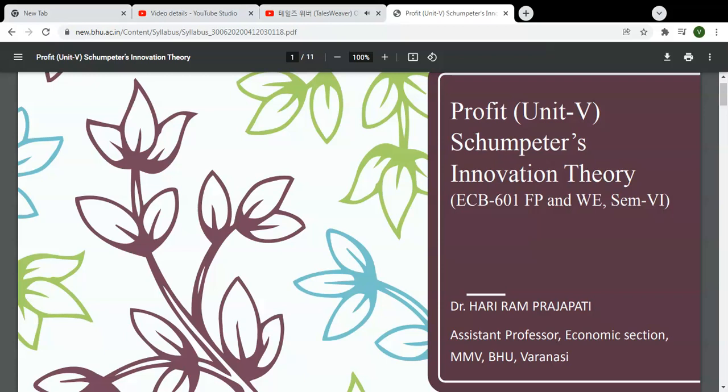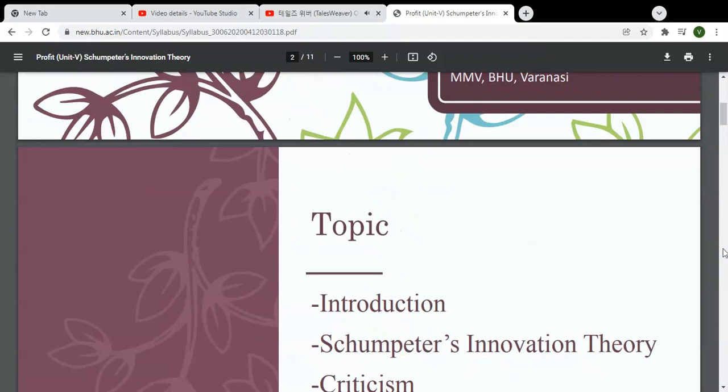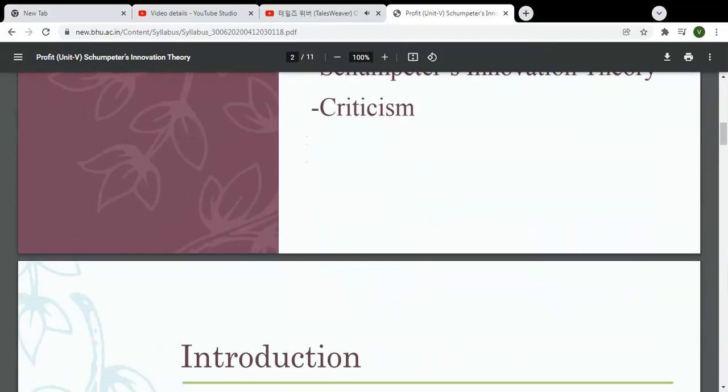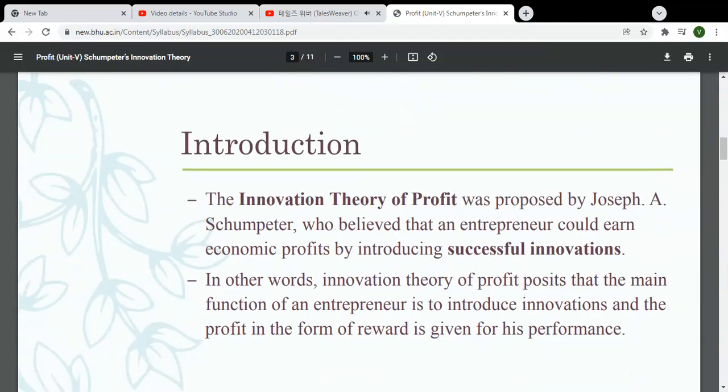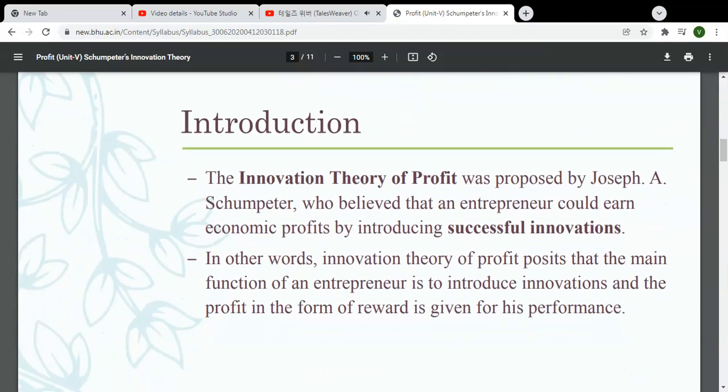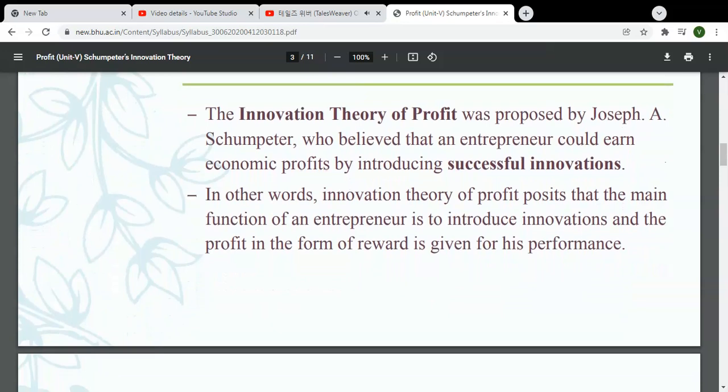So I found this by just searching Schumpeter's innovation theory. I got this set of slides, and I hope that I can use it because there is no copyright written here. This is by Dr. Hariram Prajapati from BHU, so let's see what Schumpeter's innovation theory is. First he is going to discuss the introduction, then the explanation, and finally the criticism of the theory.